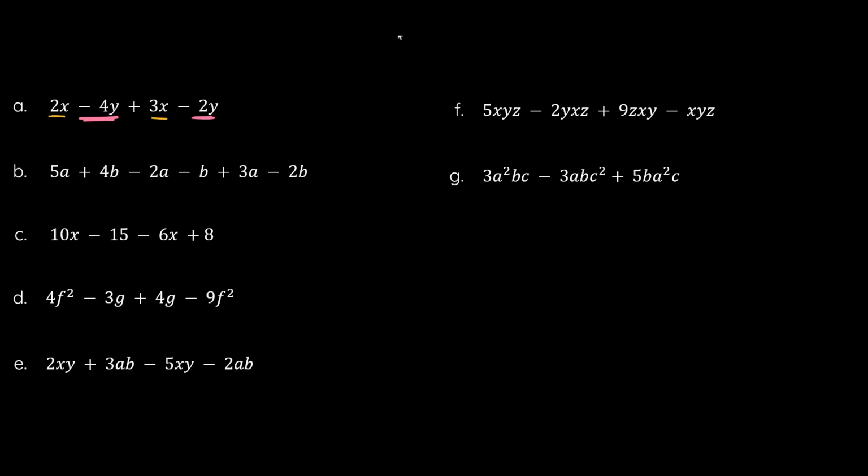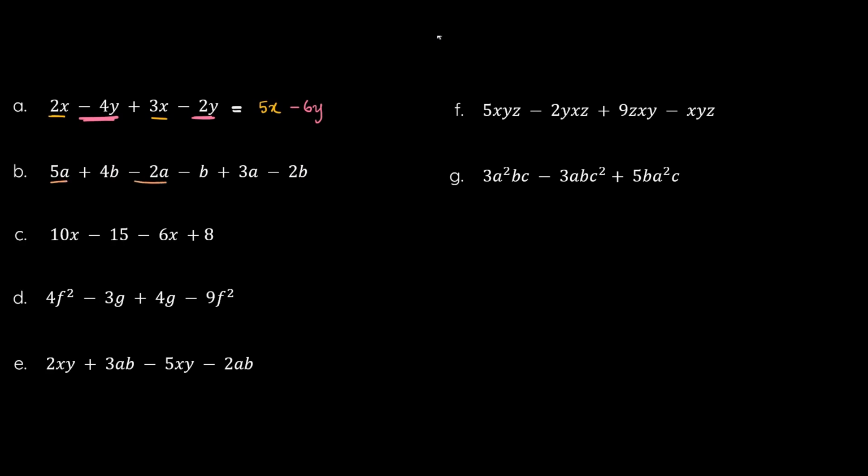2x plus 3x, that's just 5x. And then minus 4y minus 2y. Minus 4 and minus 2 gives you minus 6. That's minus 6y. So that's the answer to the first question. Now the idea here, as you might have noticed, is to group all the like terms together and solve them separately. Now let's try the same thing for the second question.